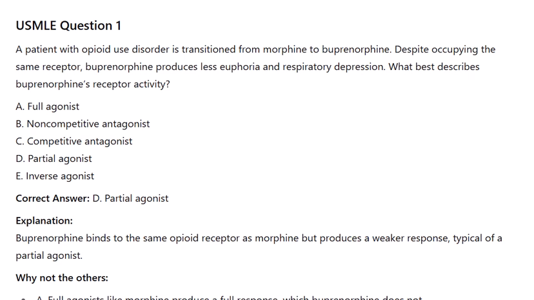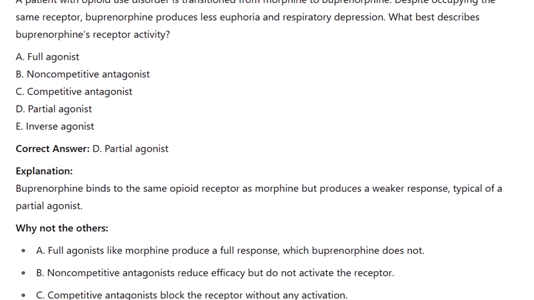Correct answer: D. Partial agonist. Explanation: buprenorphine binds to the same opioid receptor as morphine, but produces a weaker response, typical of a partial agonist. Why not the others?